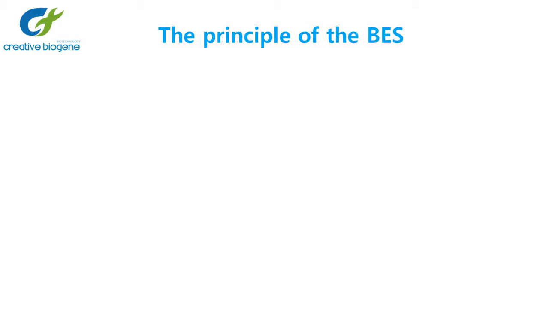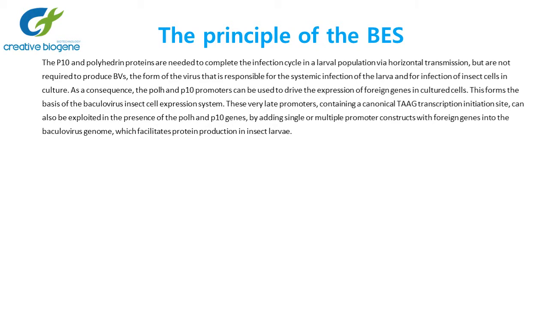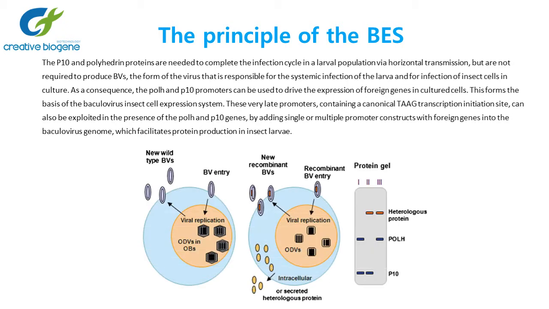The principle of the baculovirus expression system. The P10 and polyhedron proteins are needed to complete the infection cycle in a larval population via horizontal transmission, but are not required to produce BVs, the form of the virus that is responsible for the systemic infection of the larva and for infection of insect cells in culture. As a consequence, the POL and P10 promoters can be used to drive the expression of foreign genes in cultured cells. This forms the basis of the baculovirus insect cell expression system.